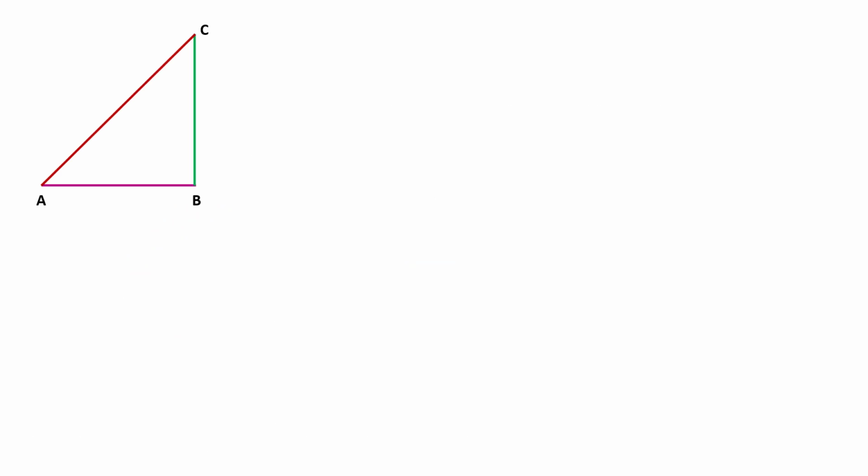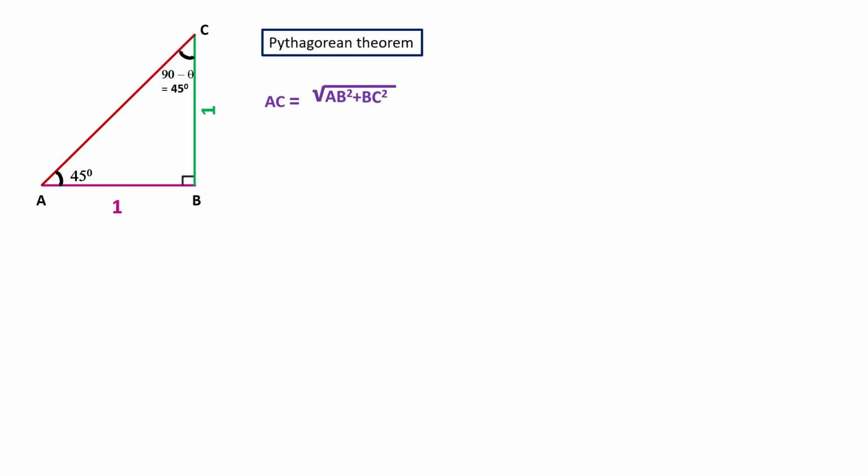Now, let us have a right-angled triangle ABC with angle B equal to 90 degrees and angle A equal to 45 degrees. Then angle C will be 90 minus 45 degrees, which will be equal to 45 degrees again. That means angle A and angle C are equal. Let the two sides of this triangle AB and BC be equal to 1 unit each. Then you can apply the Pythagorean theorem and find the hypotenuse AC.